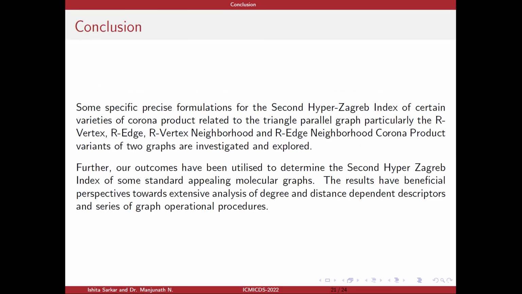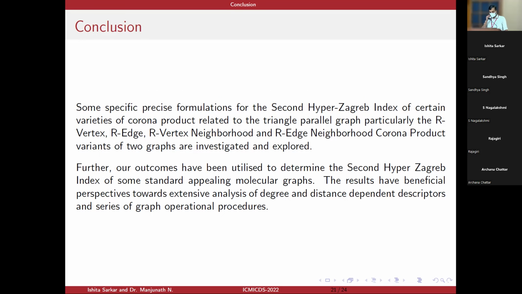The conclusion: some specific precise formulations for the second hyper-Zagreb index of certain varieties of corona product related to the triangle parallel graph, particularly the R-vertex, R-edge, R-vertex neighborhood, and R-edge neighborhood corona product variants of two graphs, are investigated and explored. Further, our outcomes have been utilized to determine the second hyper-Zagreb index of some standard appealing molecular graphs. The results have beneficial perspectives towards extensive analysis of degree and distance dependent descriptors and series of graph operational procedures.